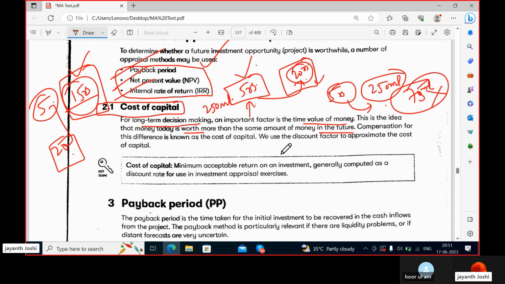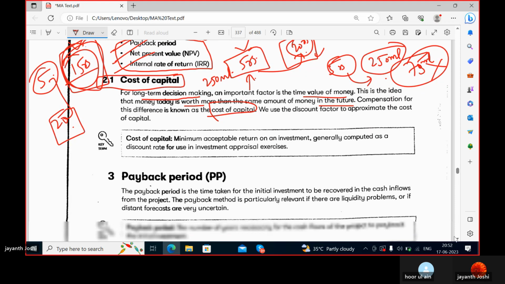Okay. So that's the reason why the compensation for this difference is known as the cost of capital. That means the rate at which your 5 rupees can become 20 rupees is nothing but the cost of capital, or the return. You should get a return of 15 rupees so that you can buy a Pepsi of 20 rupees. Okay. So that's what we have discussed.